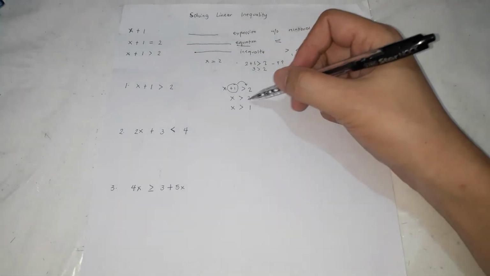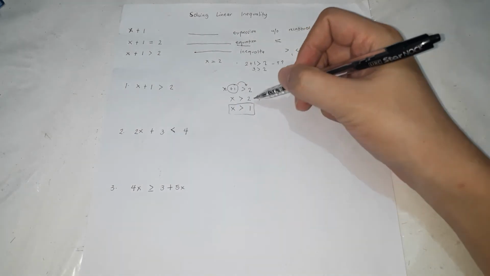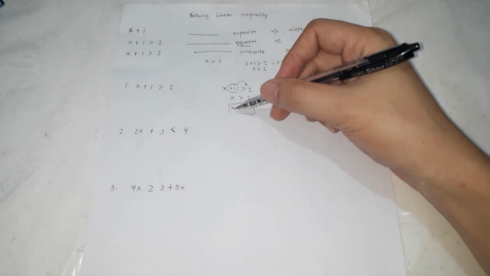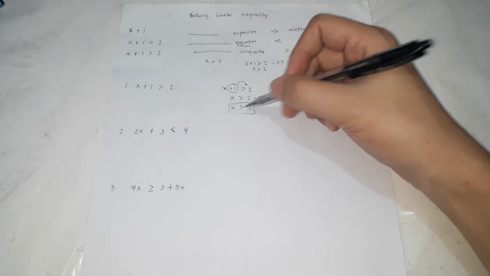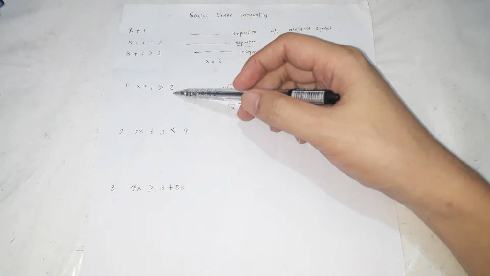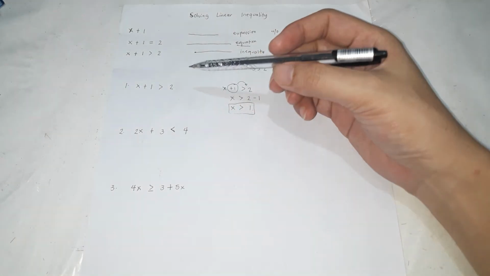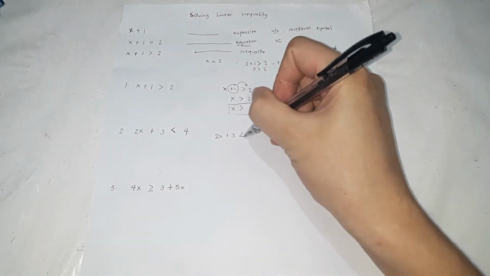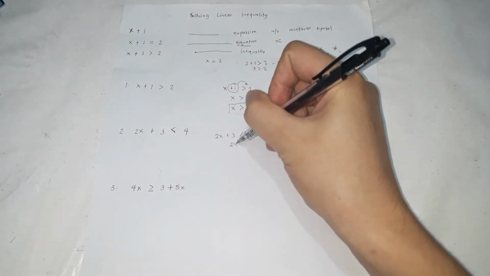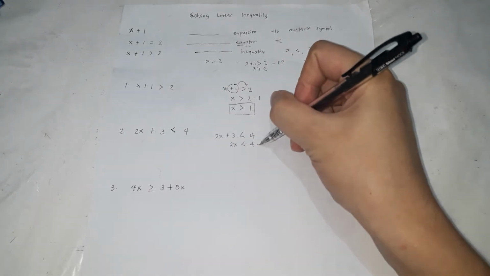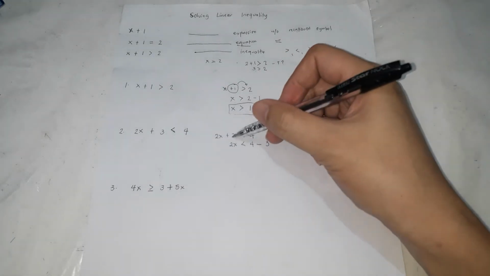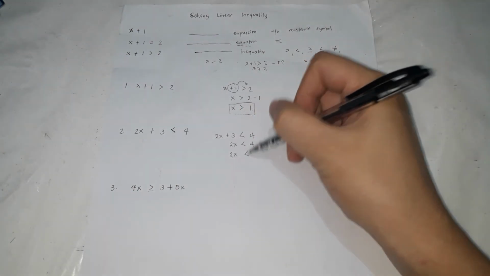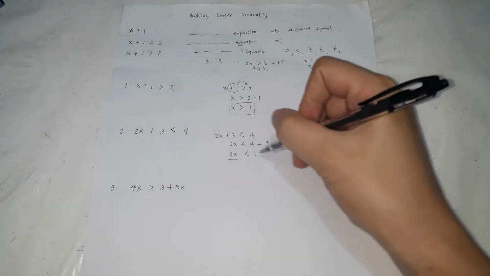So, ibig sabihin, ang possible values of x should be greater than 1. Pwede ang 1.1 kasi ang 1.1 is mas malaki sa 1. So, as long as yung number is greater than 1, it could make this inequality true. Next, 2x plus 3 is less than 4. Transpose mo yung 3 kasi wala siyang x, so magiging negative 3. Ang positive magiging negative kapag ilipat or i-transpose. So 2x should be less than 1. So divide both sides by 2.